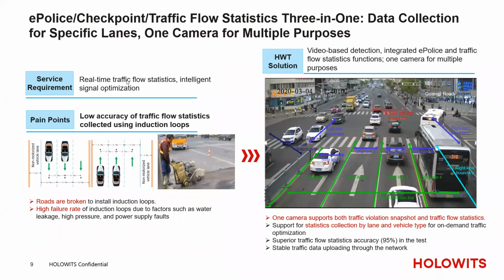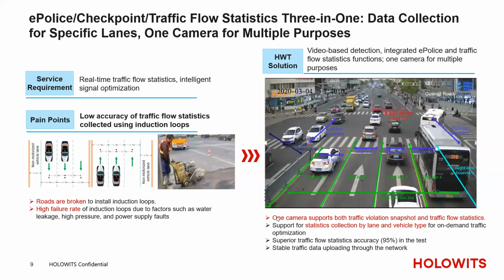So the service requirement is the real-time traffic flow statistic and intelligent signal optimization. The pain points are the low accuracy of the traffic flow statistic collected using the induction loops. The roads are broken to install the induction loops, and there's also the high failure rate of the induction loops due to factors such as water leakage, high pressure, and power supply faults. So the HOLOWITS solution is the video-based detection, integrating the e-police and the traffic flow statistic functions. So one camera for multiple purposes.